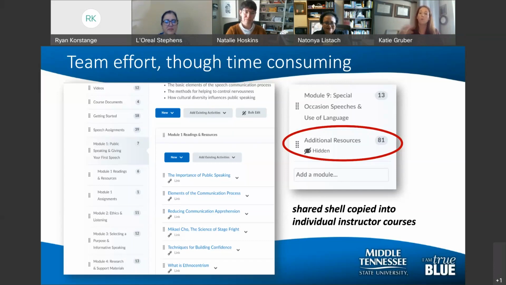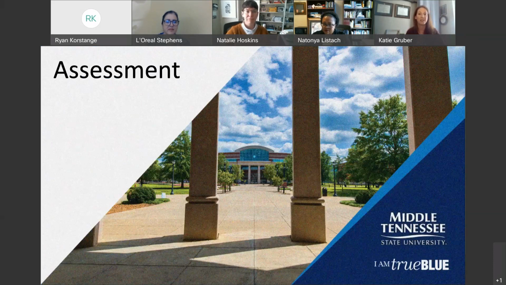But while we were creating this shell on D2L and putting together our OER materials, Natalie was working on assessments and IRB submissions. So I will turn it over to her to discuss assessment. Thanks, Katie. So as Katie said, the reason why we chose to assess our OER implementation is because we did get some pushback from faculty in our department.